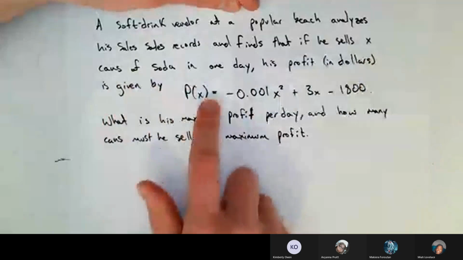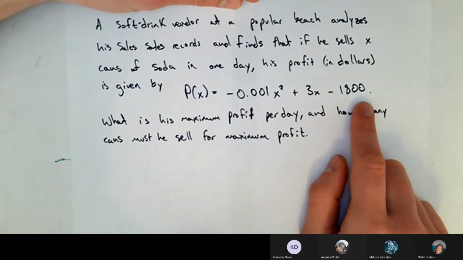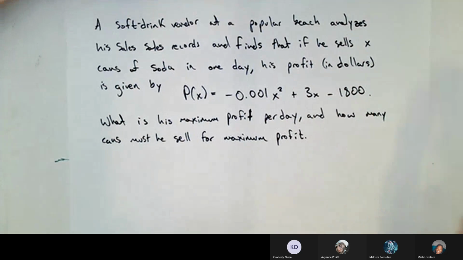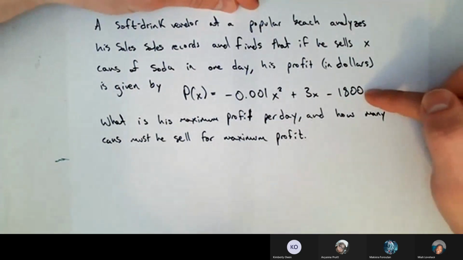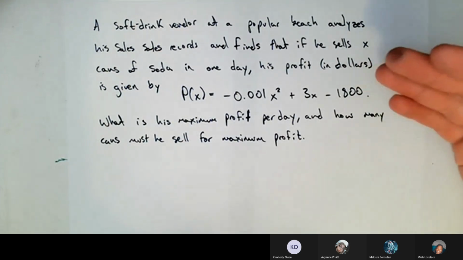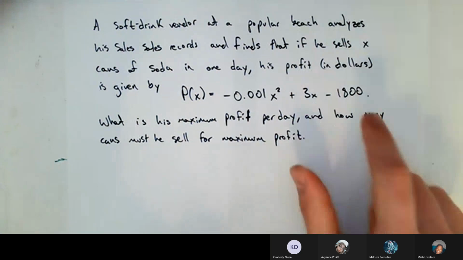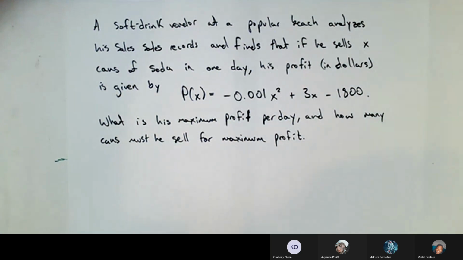If he sold no cans, he's going to lose $1,800 that day. That number comes from the cost of running the vending stand, or whatever the business is, per day. It must be more than just a little soda drink stand. If he's losing $1,800 per day, it must be a whole business.